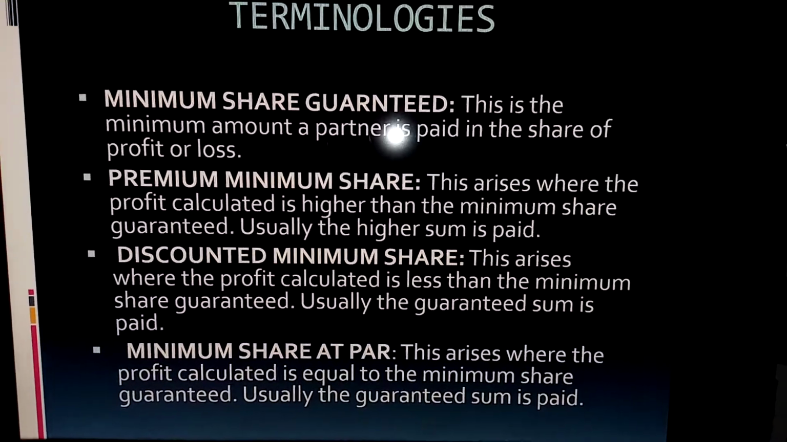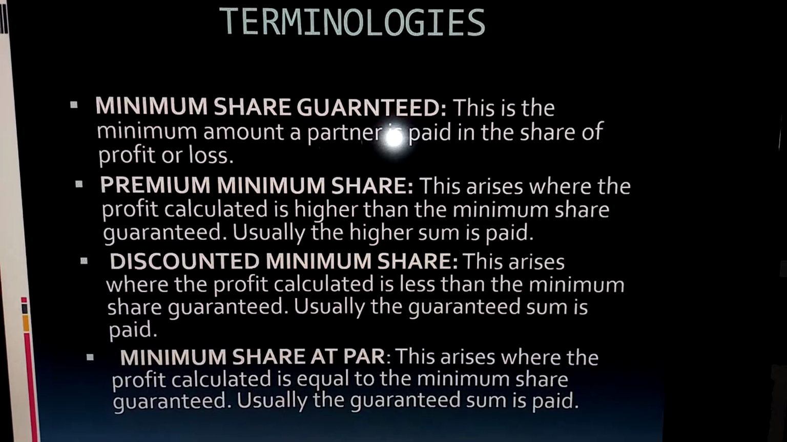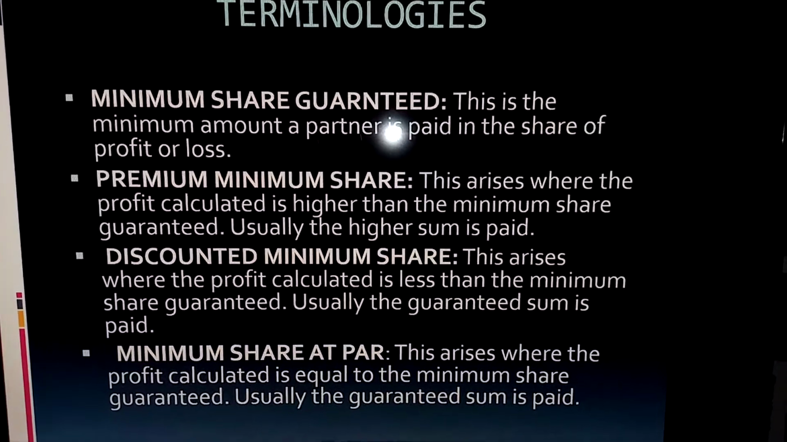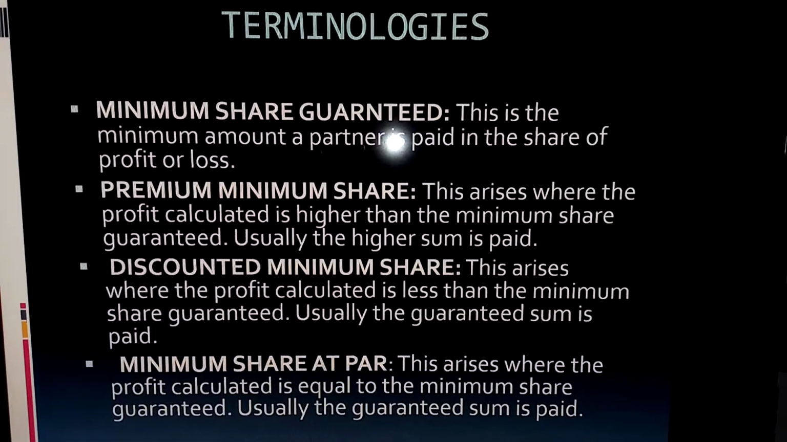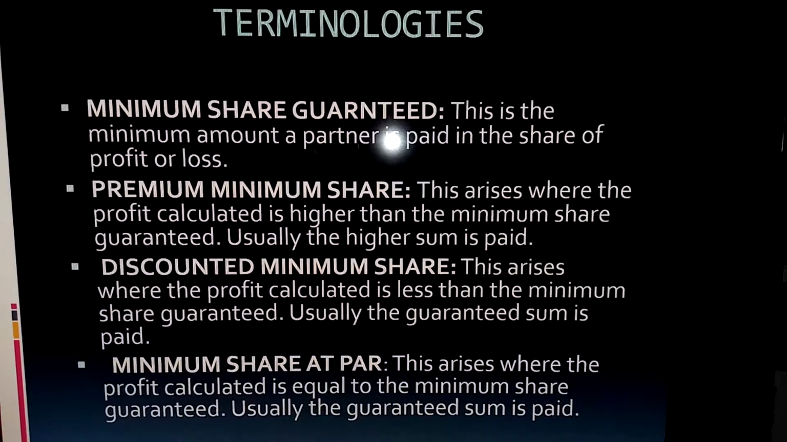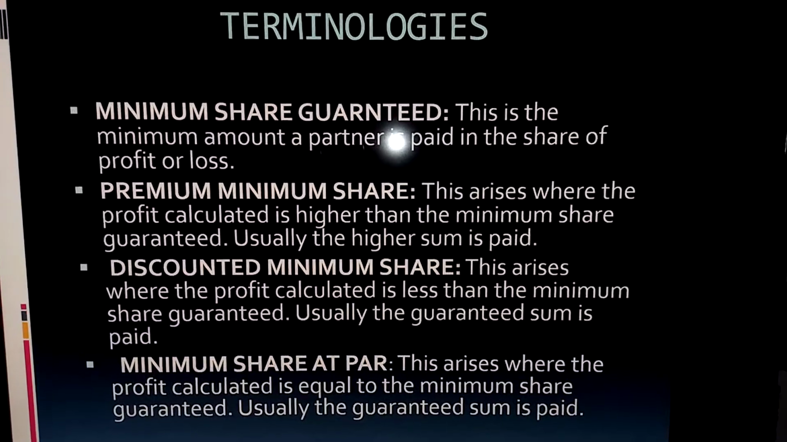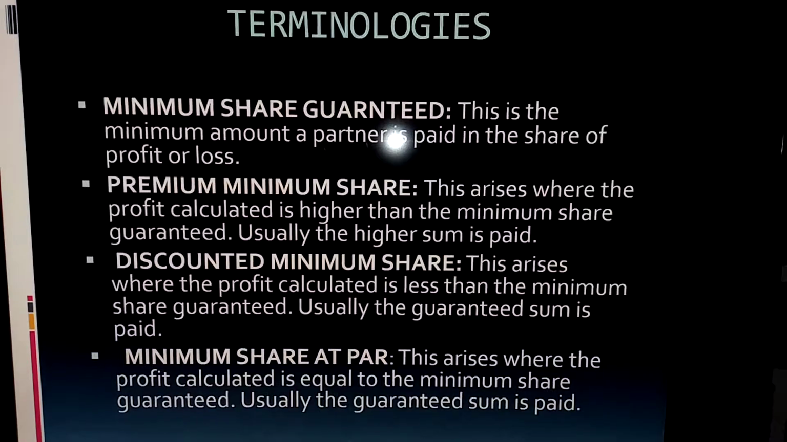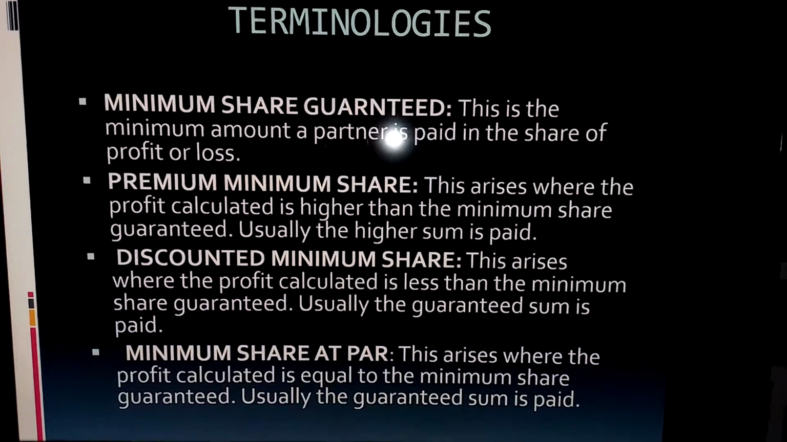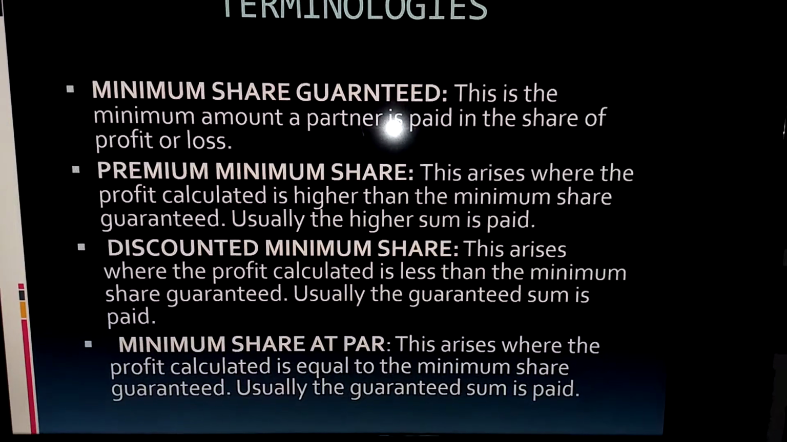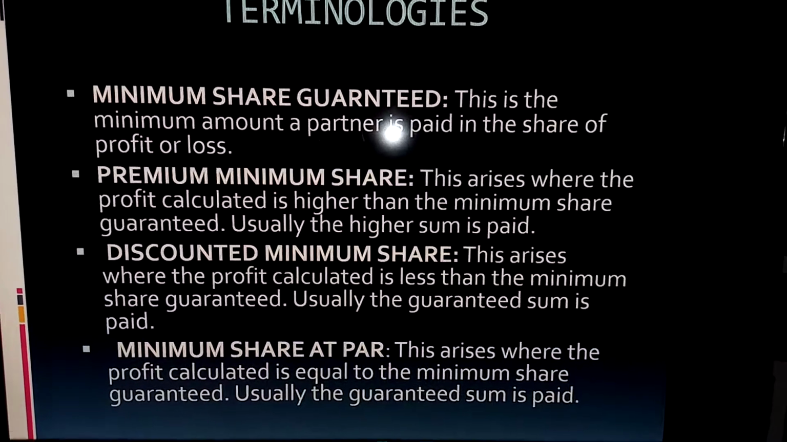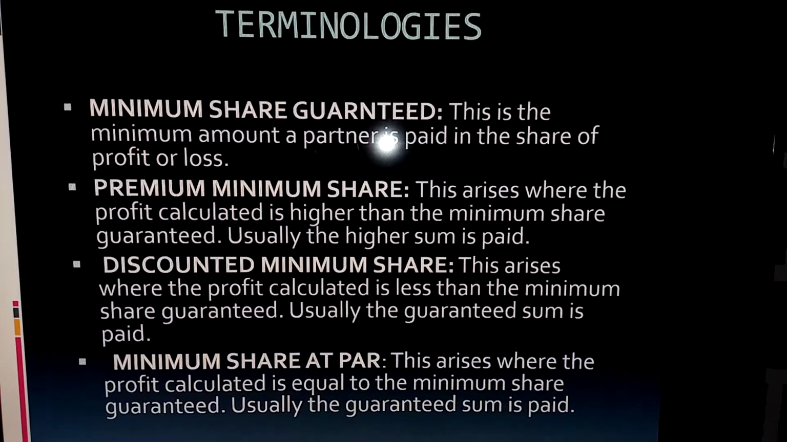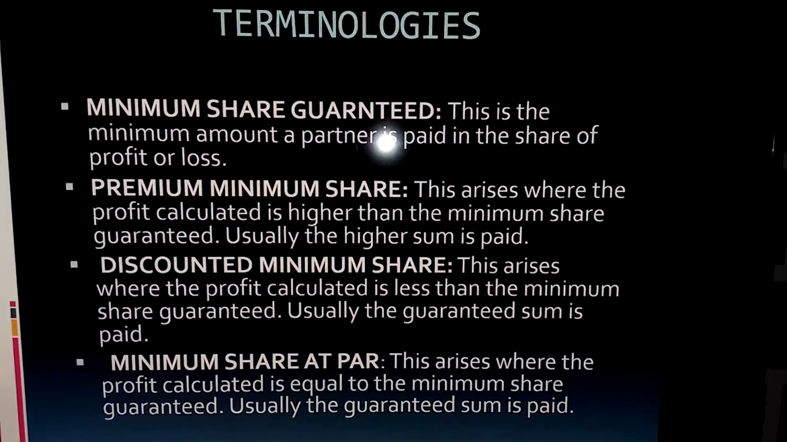It means that, it's quite rare, but you never can tell. So it means that when they calculated your share of profit, it is equal to the amount that has been guaranteed. So in the case of discounted minimum share and minimum share at par, what happens is that they pay you the minimum share. So it's only when the calculated profit is higher than the minimum share that they pay the higher amount, which is the premium minimum share. But if it is lower than the minimum amount, they pay you the minimum amount. They can't pay you less. If it is at par, they pay you the sum guaranteed.